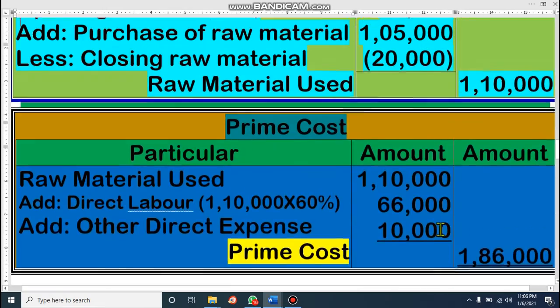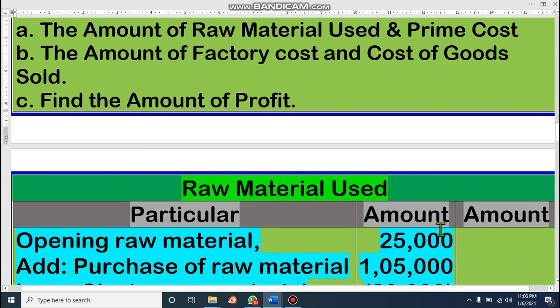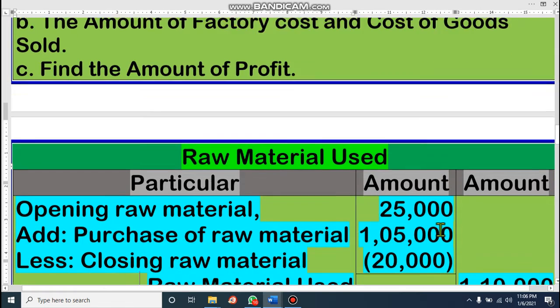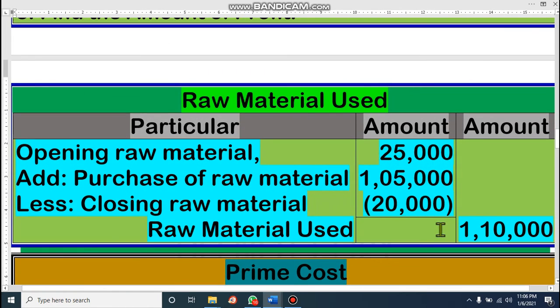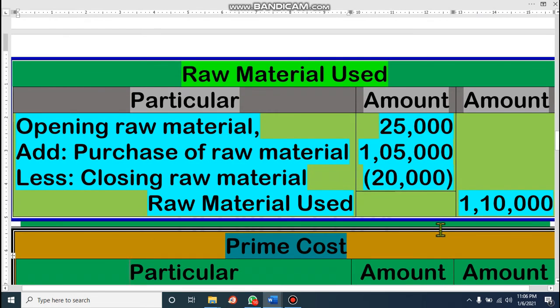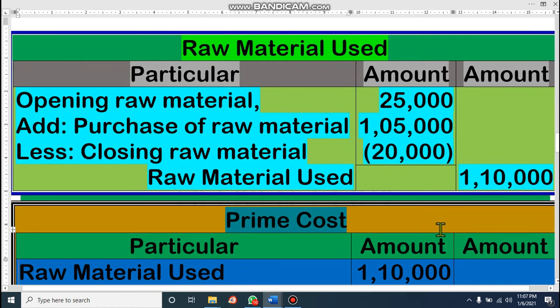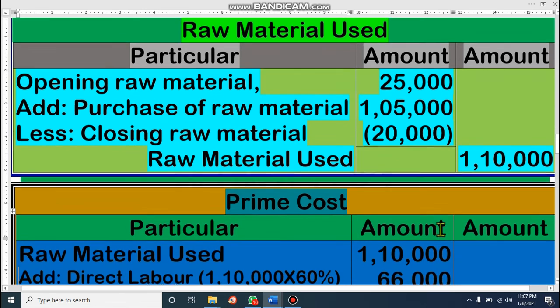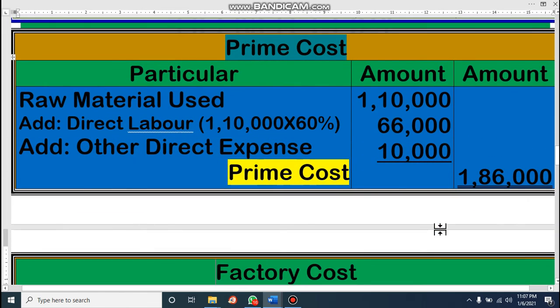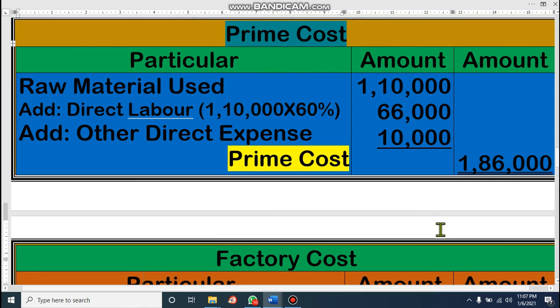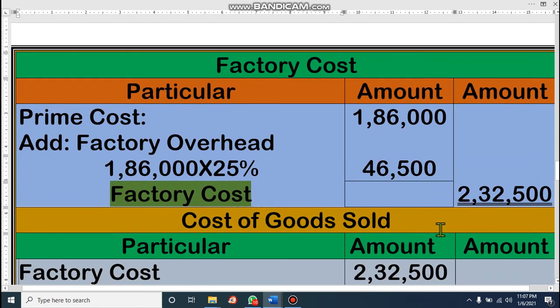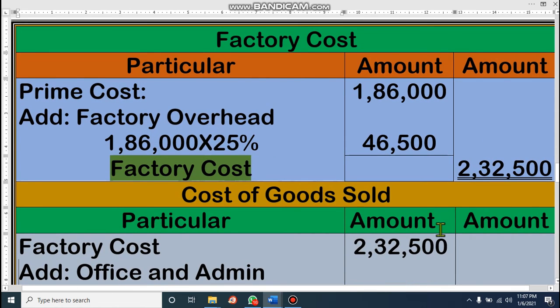Again I would like to remind you of the formulas. How can you find the raw material used? Opening raw material plus purchase of raw material less closing raw material, then it is raw material used. What is the formula of prime cost? Direct materials plus direct labor plus other direct expenses, then it will be prime cost. Then factory cost: prime cost plus factory overhead, then it is called factory cost.